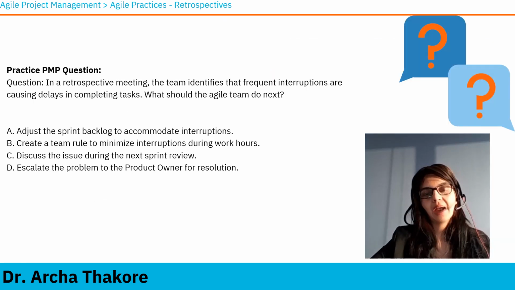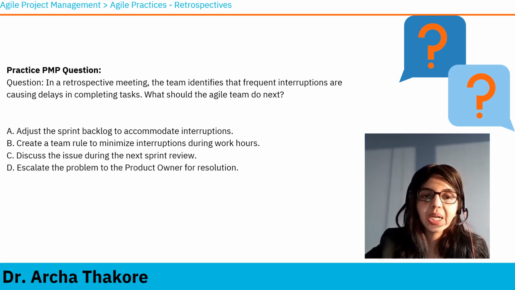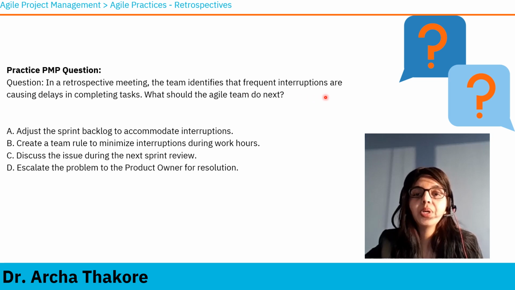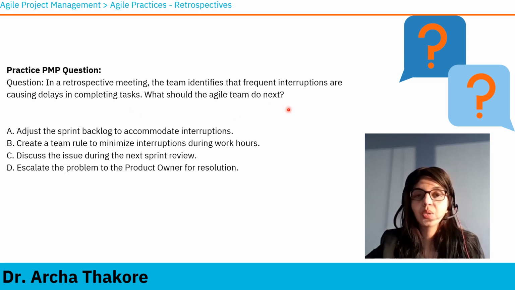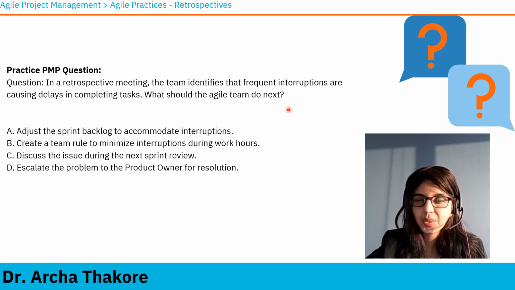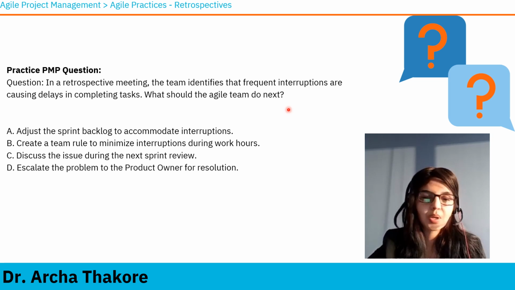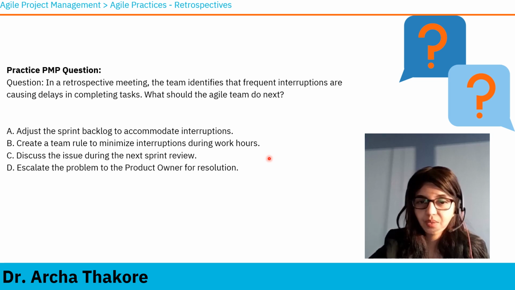Okay. What do we have next? We have this question just to give you an idea. In a retrospective meeting, the team identifies that frequent interruptions are causing delays in completing tasks. What should the agile team do next? So the team is feeling that there are too many interruptions. Maybe some stakeholders are sending in requests, or I don't know, maybe some team issues are causing interruptions. There may be something, but what are we trying to do? We are trying to find a solution for this problem.